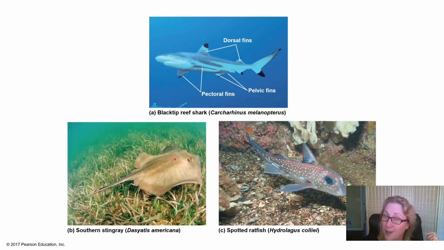But you can see not all cartilaginous fish have them because they don't need them, because they're mostly bottom feeders. The rays and the skates and the ratfish are bottom feeders. They're not fast swimmers.